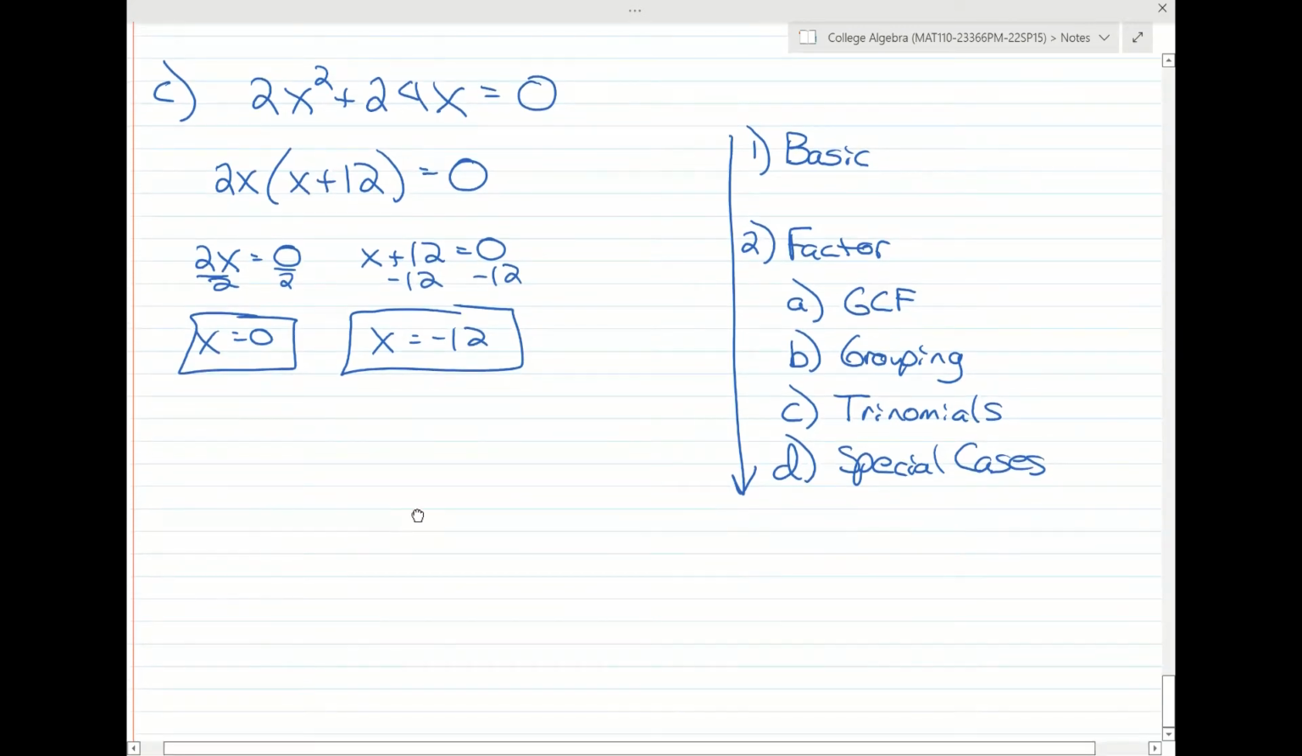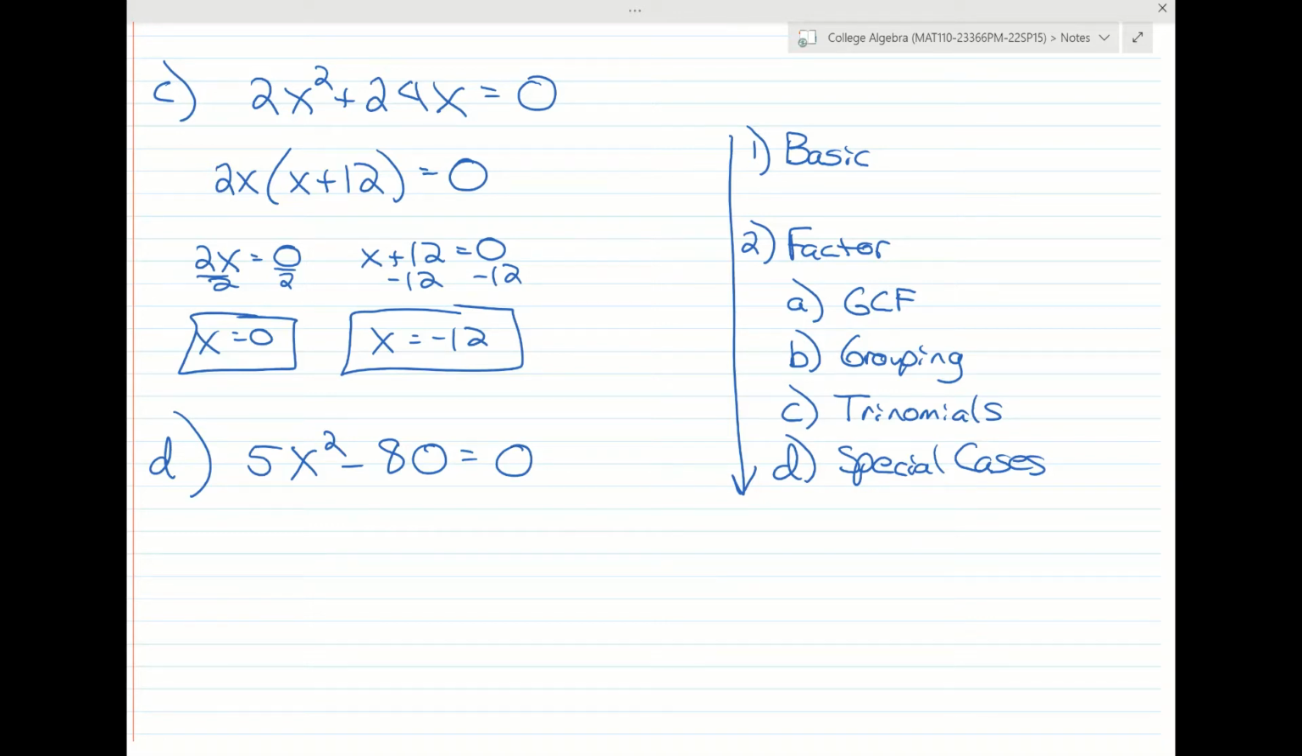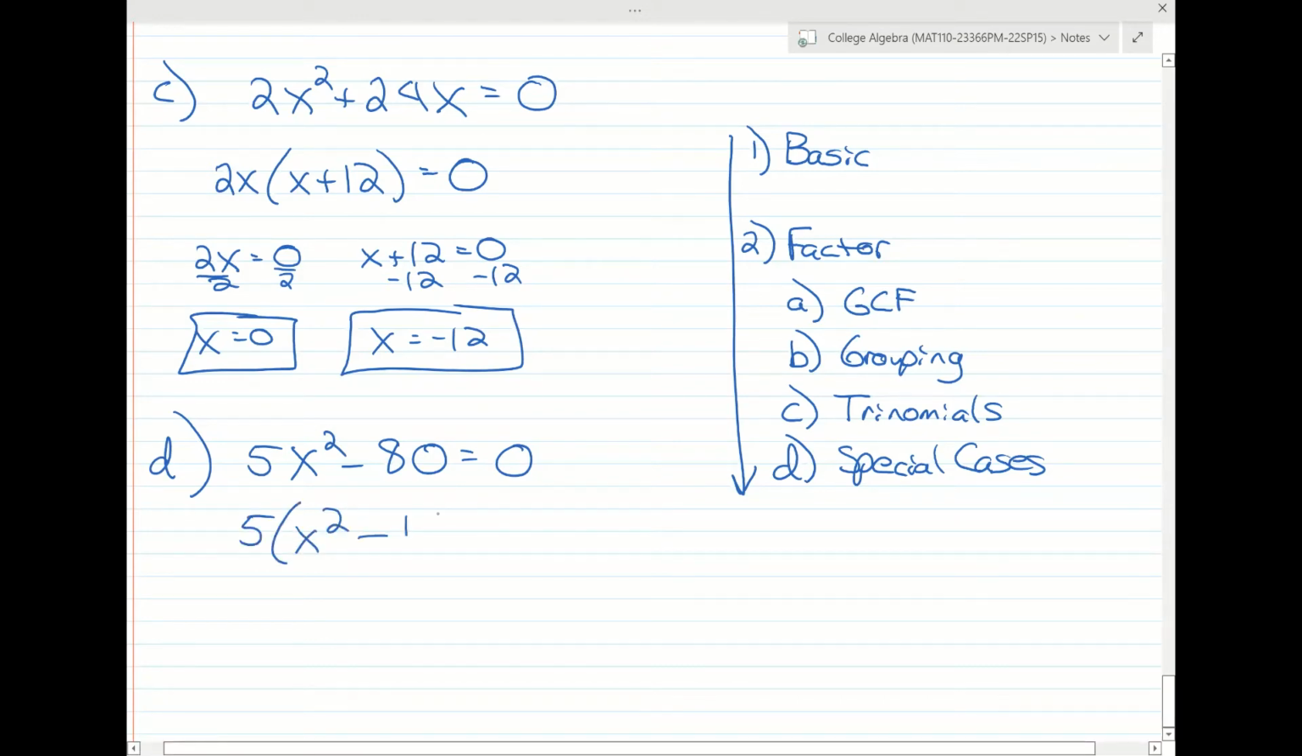All right, let's try something else. What about 5x squared minus 80 equals 0? It's not a simple equation. So let's try to factor. Is there a GCF in both of these terms? You take out a 5, and we're left with x squared minus 16.